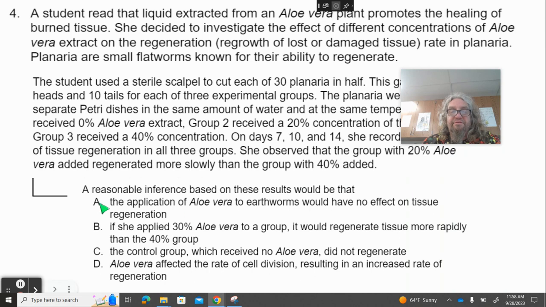A reasonable inference based on these results would be that A, the application of aloe vera to earthworms would have no effect on tissue regeneration. B, if she applied 30% aloe vera to a group, it would regenerate tissue more rapidly than the 40% group. C, the control group, which received no aloe vera, did not regenerate. D, aloe vera affected the rate of cell division, resulting in an increased rate of regeneration.